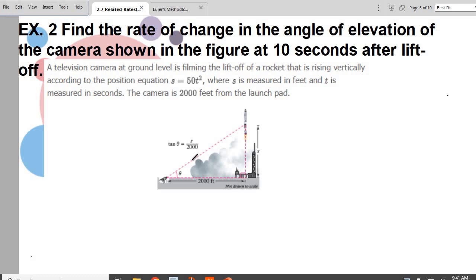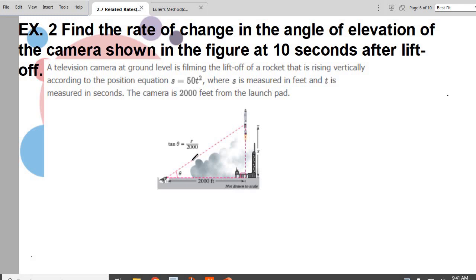So today we're gonna look at some related rates that involve some triangle stuff. So trig and like Pythagorean. So it says find the rate of change of the angle of elevation of the camera shown in the figure at 10 seconds after liftoff.